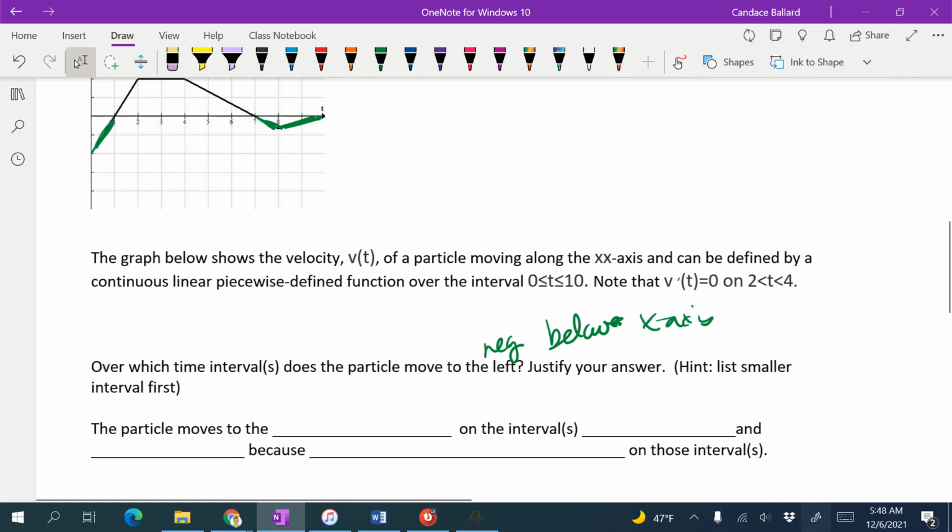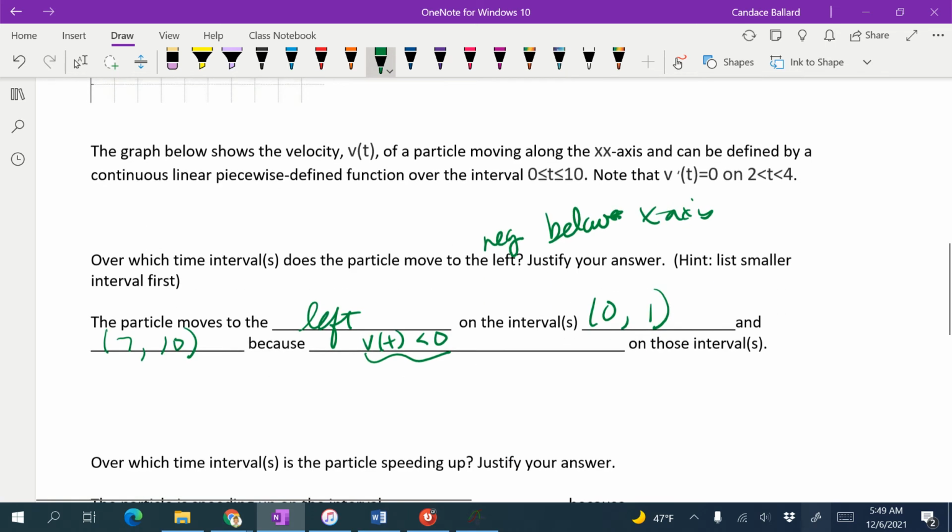So it looks like that first interval. So the particle moves to the left on the intervals from 0 to 1, and you always use an open parenthesis, and from 7 to 10, because the velocity is less than 0, or you can write the words the velocity is negative. The auto grade and the review only does this piece right here.